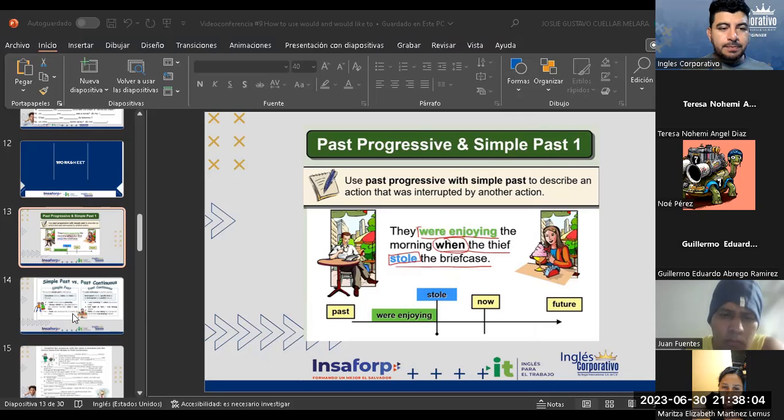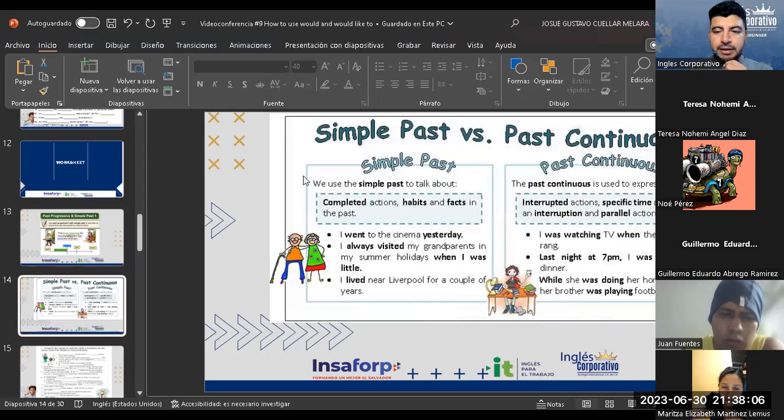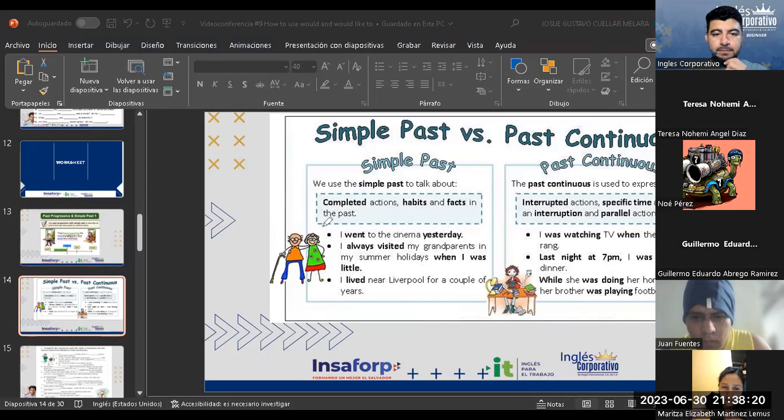¿Qué tenemos acá? Simple past versus past continuous. Vamos a ver, John nos va a ayudar acá. We use simple past to talk about, utilizamos el pasado simple para hablar de completed. ¿Puedes ayudarme a leer, John? Completed actions. Okay, a completed action, habits and facts in the past. Okay, continue.